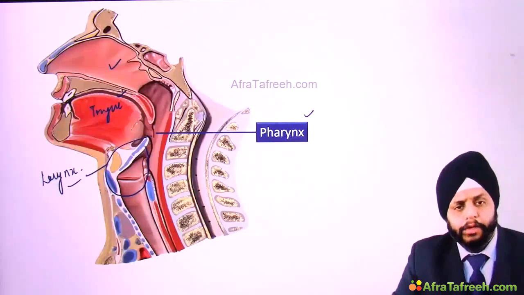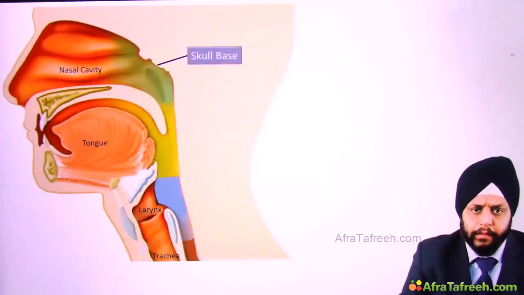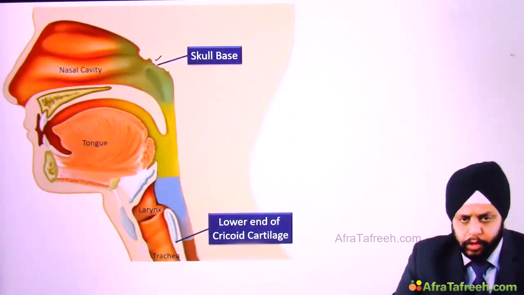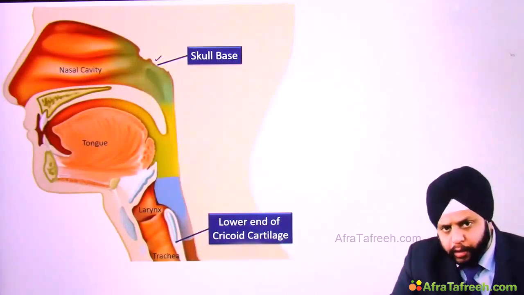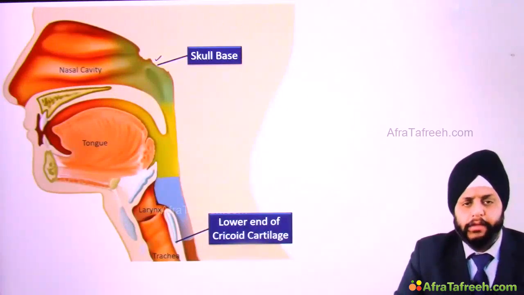Let's look at the boundaries of the pharynx. The pharynx extends from the skull base. You can see over here, that's the skull base, till the lower end of the cricoid cartilage. Remember, the lower end of the cricoid cartilage marks the end of the pharynx and the start of the esophagus, right? So that is the extent of the pharynx.